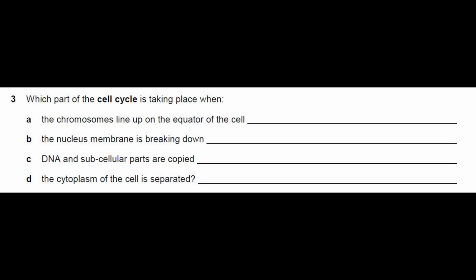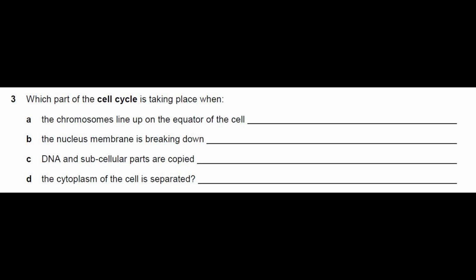Question C. Which part of the cell cycle is taking place when DNA and subcellular parts are copied? Now that won't be in your diagram because that is interphase, which is actually before prophase, so it's not actually on your diagram, but you should know that from our previous lesson. So interphase is the answer there. Please give yourself a tick or correct that.